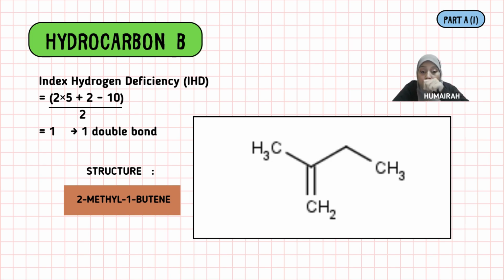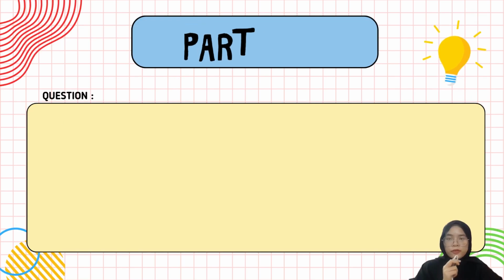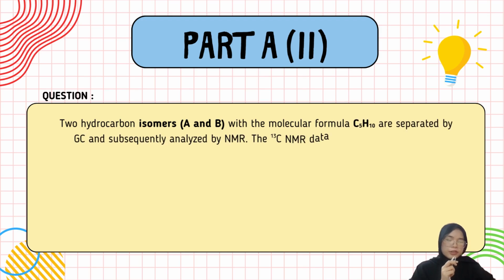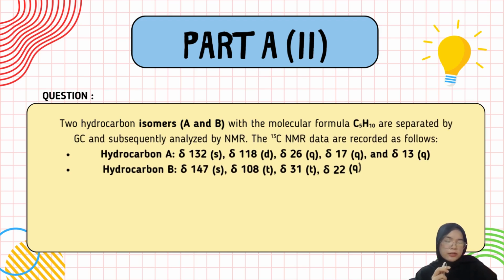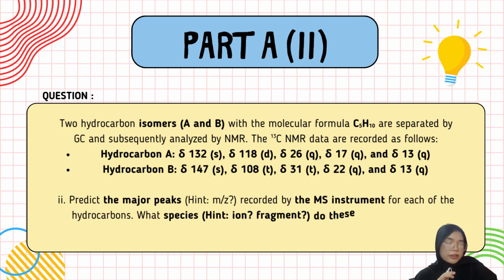As shown here, we can see the double bond between the first and the second carbon and a methyl group attached to the second carbon. So this structure matched perfectly with the NMR signals and the fragmentation pattern that we discussed earlier. Moving on to Part A2, predict the major peaks recorded by the mass spectrometry instrument of each of the hydrocarbons. What species does each peak represent?